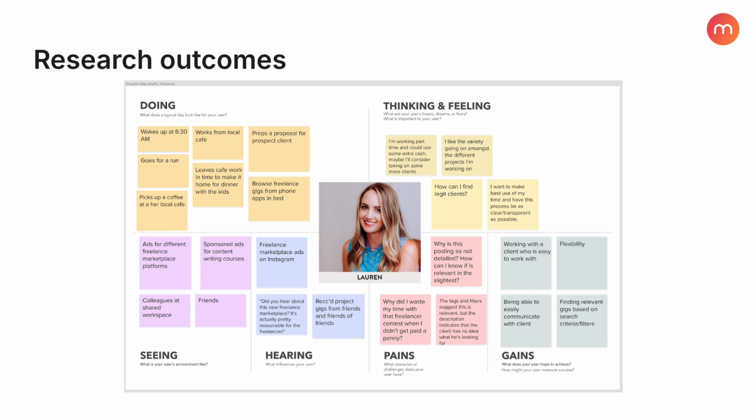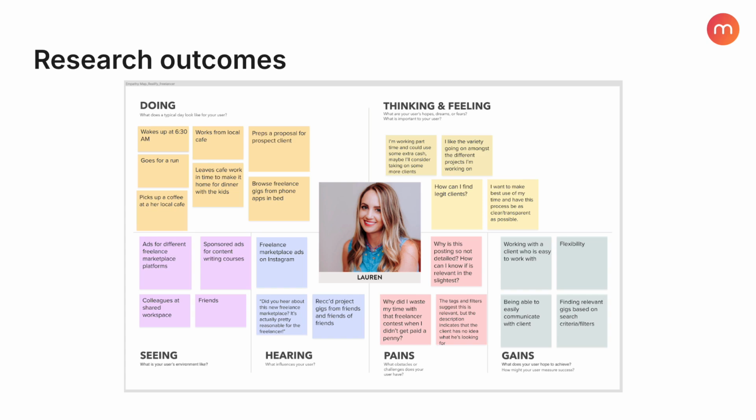Then we have what she's seeing and hearing. She sees ads for freelance platforms and online courses, and she hears about new opportunities from friends, colleagues, and social media. These external factors shape her decisions and expectations. In the pain section, we list her main frustrations: unclear job descriptions, wasted time on low-quality gigs, and clients who undervalue her work. Solving these problems is the core goal of good UX design.